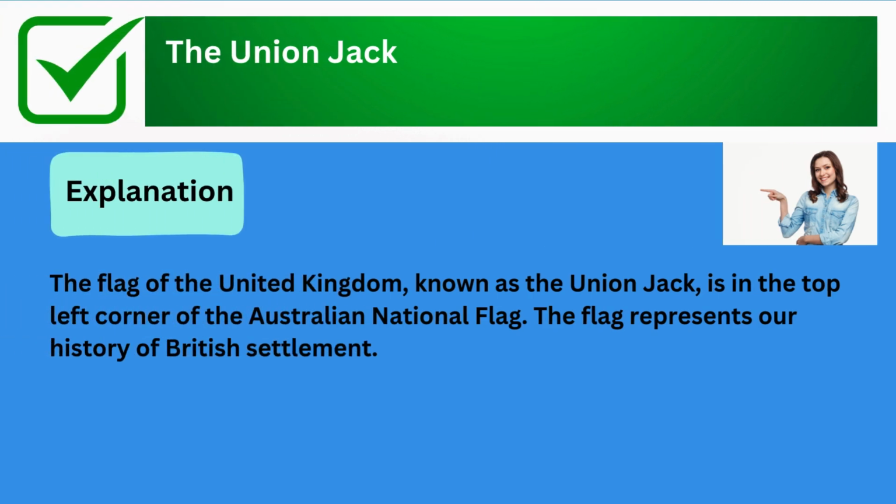The correct answer is the Union Jack. Explanation: the flag of the United Kingdom, known as the Union Jack, is in the top left corner of the Australian national flag. The flag represents our history of British settlement.